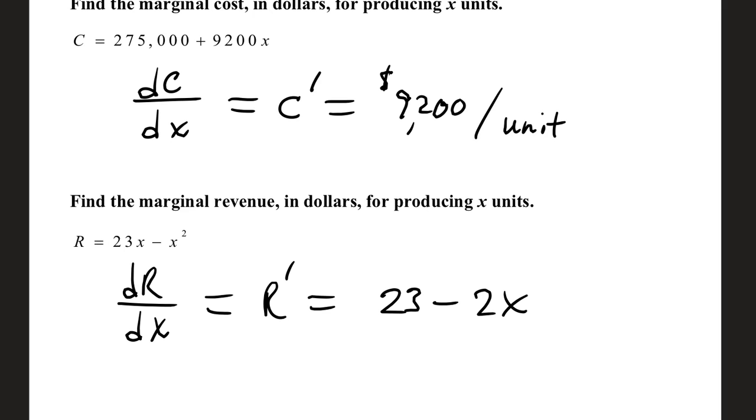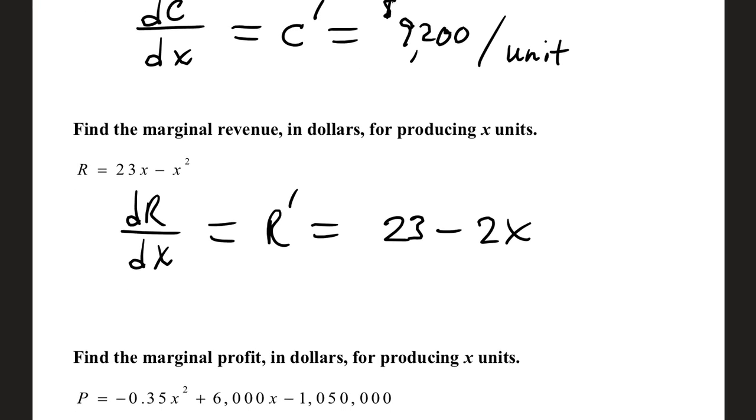Find the marginal cost in dollars for producing X units. Our cost function is 275,000 plus 9,200X. The change in cost over change in producing X units would be our first derivative. This constant has a derivative of 0. This linear term has a derivative of 9,200. So our marginal cost is $9,200 per unit.